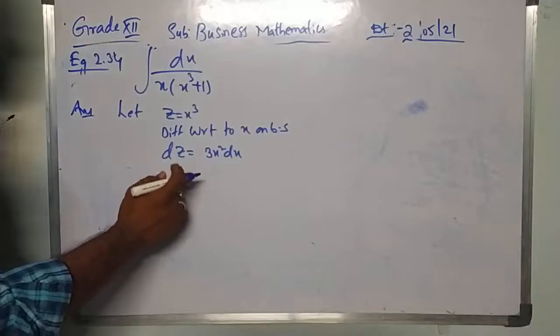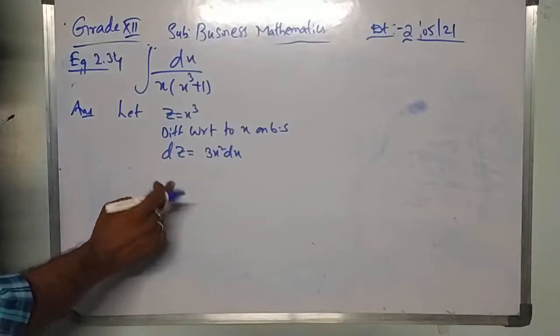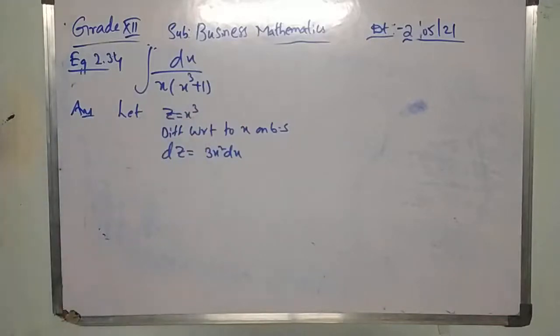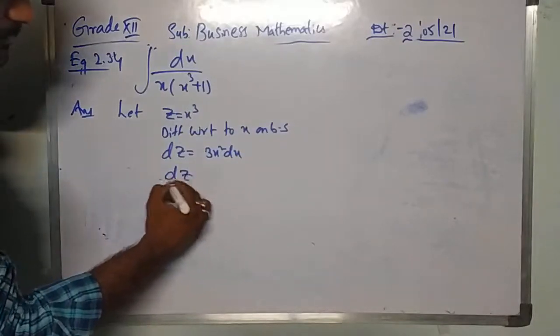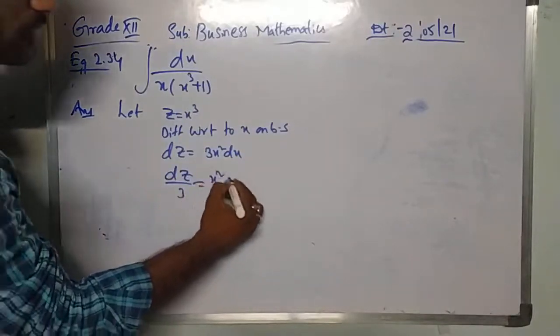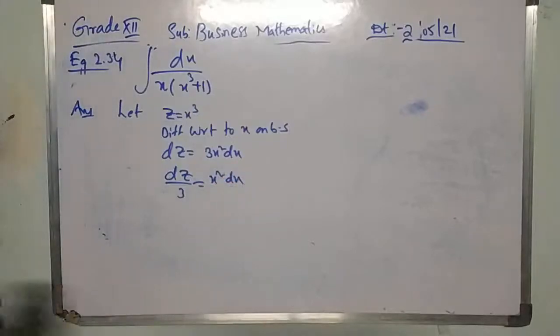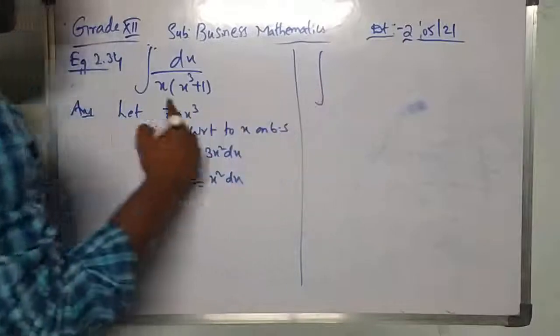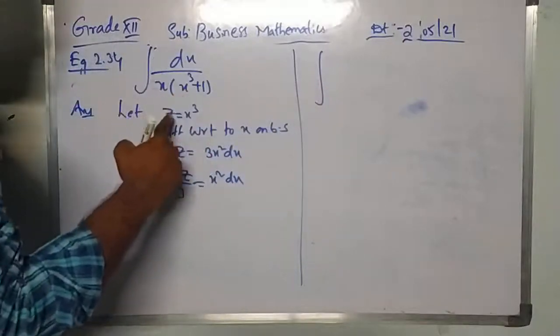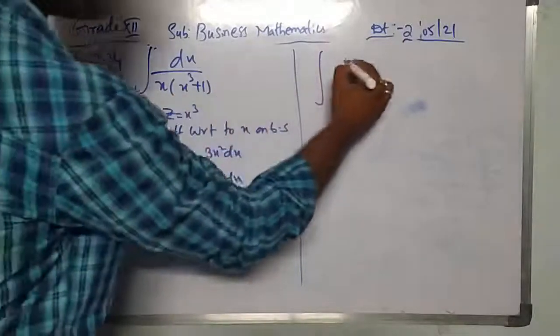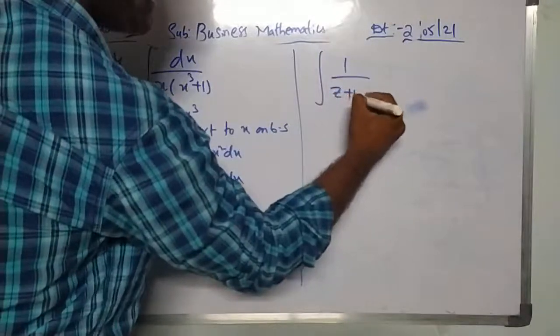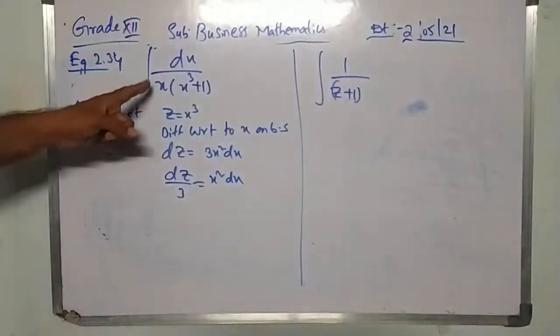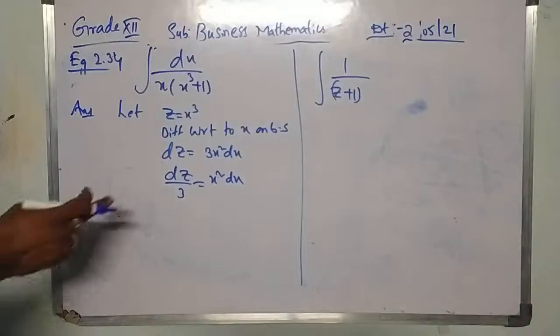So z is equal to x cube now. So dz by 3 is equals to x square dx. Now we shall replace this in this. What we are going to get here? So 1 by x, I said x cube means z, means 1 by z plus 1 into x. X can be written as here x square dx.